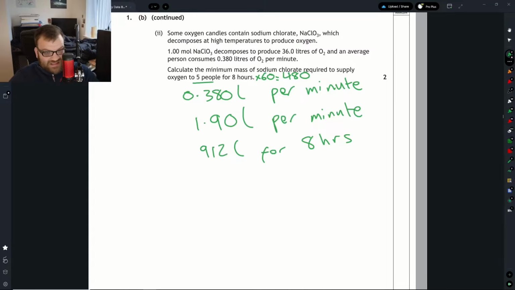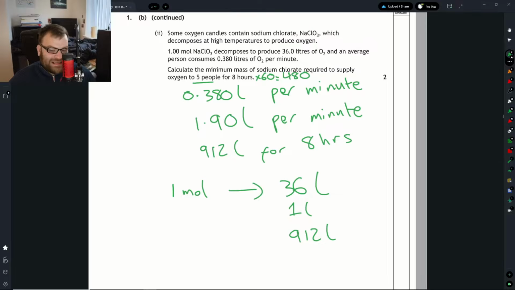So next thing is that they're saying that 1 mole gives 36 litres of oxygen. If we need 912, when I'm dealing with scaling, I always go through the number 1. Makes life easier for me. So if I start at 36, if I divide by 36, that'll take me down to 1. And then if I times by 912, that'll take me up to the answer I'm trying to get to. And we do the same on the other side.